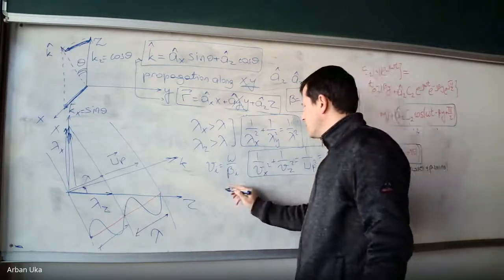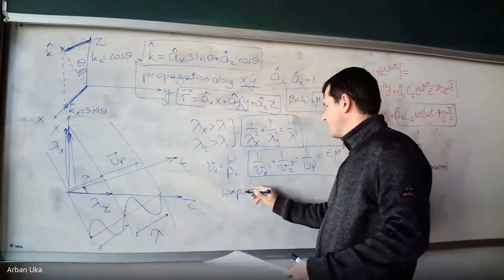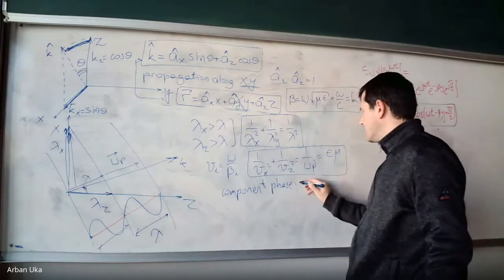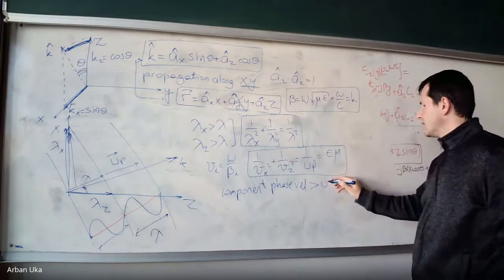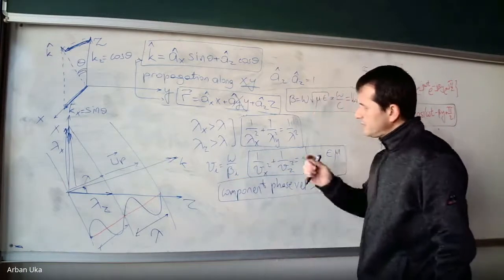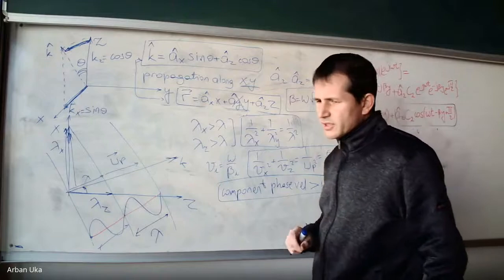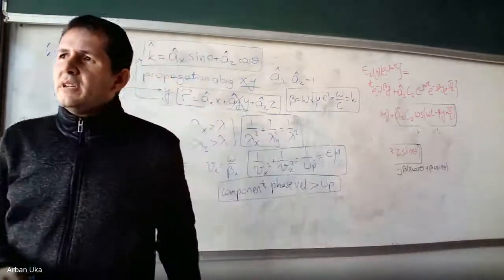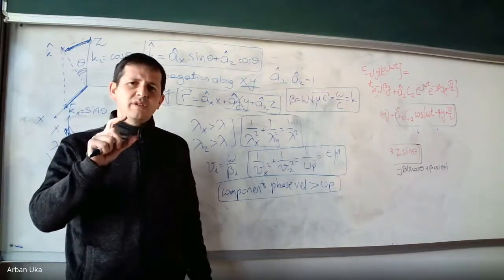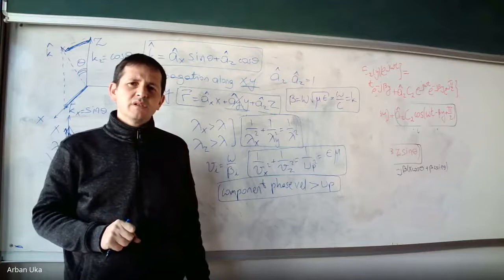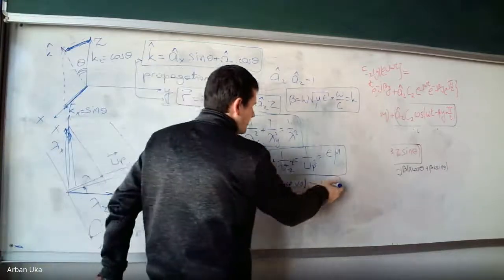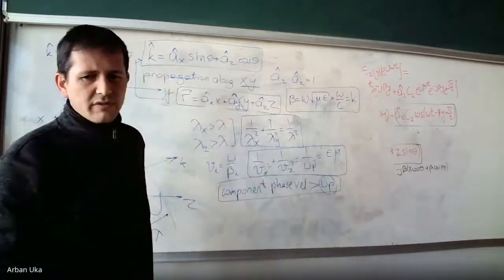So we can call this one the component phase velocity. This is larger than the propagation speed, okay, up. And we call this one the component phase velocity because it is telling us how fast the phase is changing, okay? This is not the speed of transmitting the information. Information is transmitted with this, with u_p, but the phase is something different.